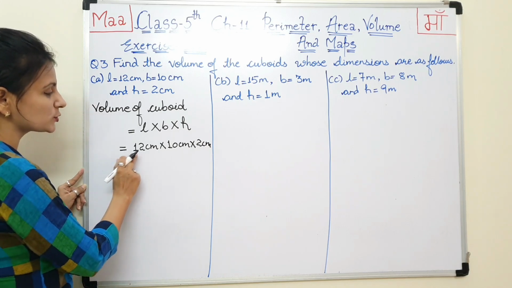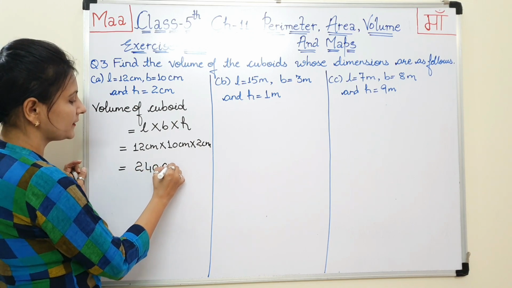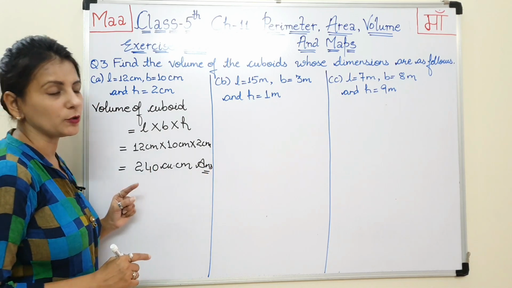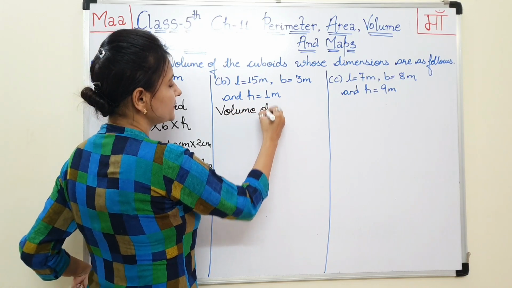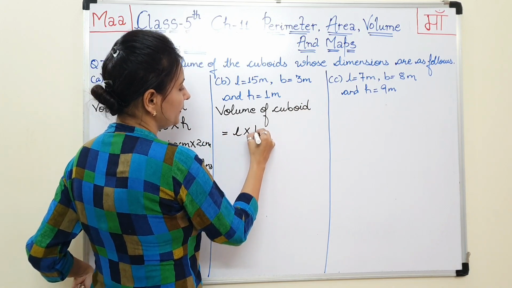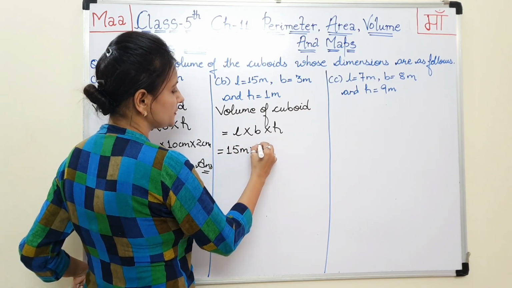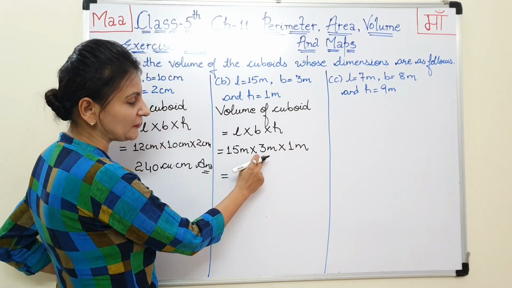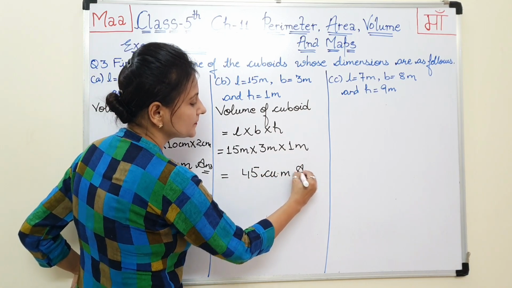Now we will multiply it. So 12 into 2 is equal to 24 and 24 into 10 is equal to 240 cubic centimeter. Please remember that if it is volume, then the cubic unit will come. Then similarly B part, volume of cuboid is equal to length into breadth into height, our formula. Now the values which are given are 15 meter into 3 meter into 1 meter. Now multiply. 15 into 3, 45, and 45 into 1 is again 45, and cubic meter answer.